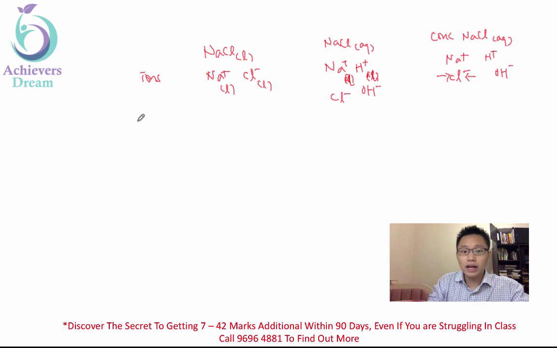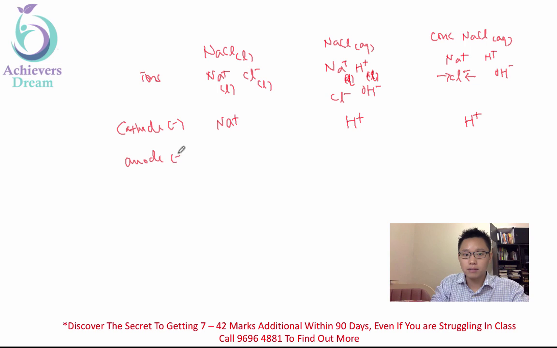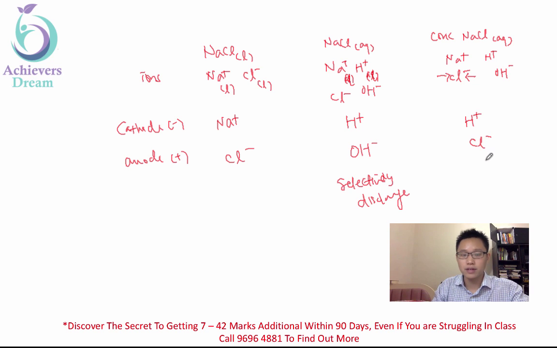So right now, what happens at the cathode? Who gets discharged? Positive will go to the negative. So between Na+ and H+, H+ comes here. Whereas for the anode, negative ions come here. At the anode, OH- gets discharged. The term we use is called selectively discharged. And lastly, Cl- gets discharged over here. This is all for the cases of inert electrodes.